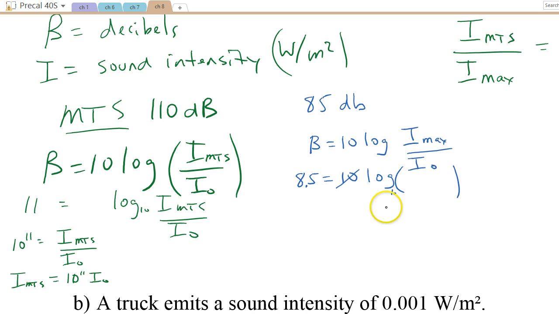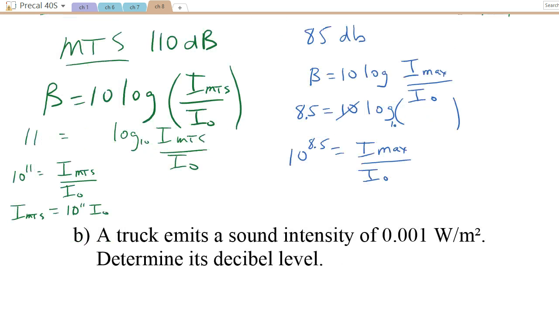So if I change this to exponential form, I get 10 to the power of 8.5 is equal to the recommended maximum sound intensity divided by the threshold of hearing intensity. So if I solve for this maximum, it is equal to 10 to the power of 8.5 times the threshold of hearing.